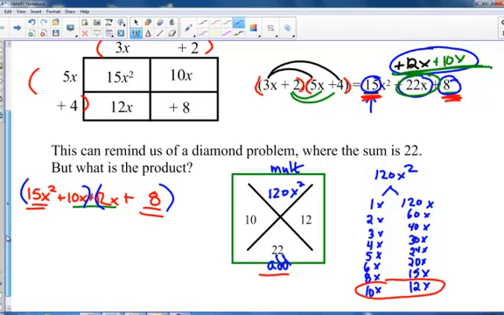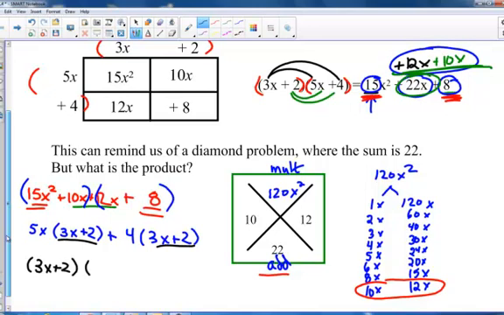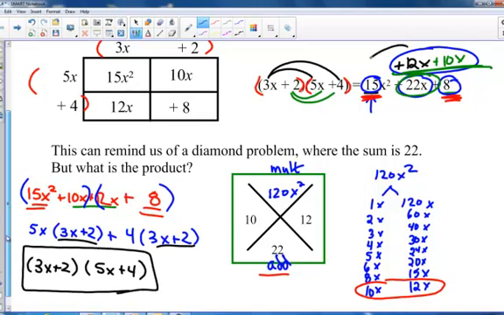So 15x squared plus 10x, I'm going to take a 5x out. I'm left with 3x plus 2. Back here, I'm going to take a 4 out, and I'm left with 3x plus 2. As you can see, my parentheses is the same. So 3x plus 2 is out front, and 5x plus 4 is what's left over. So if I was given this expanded factor, this is how I would do it.